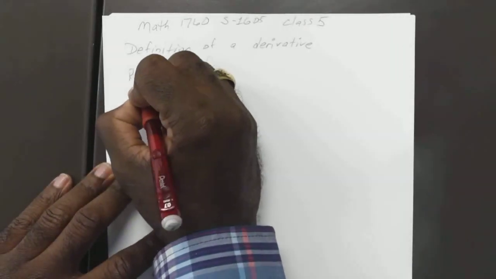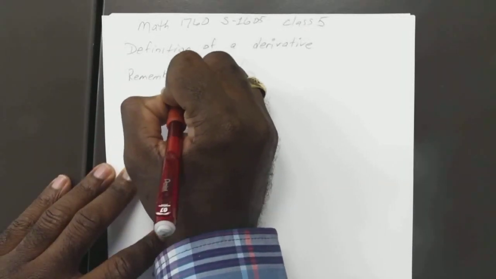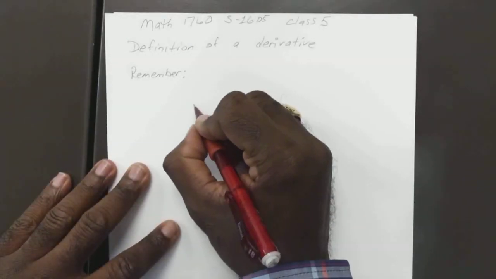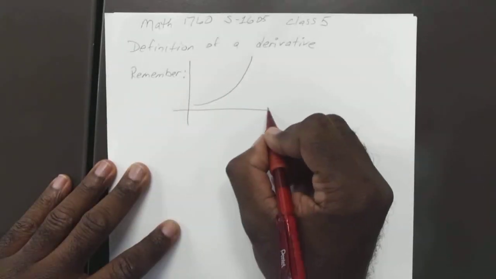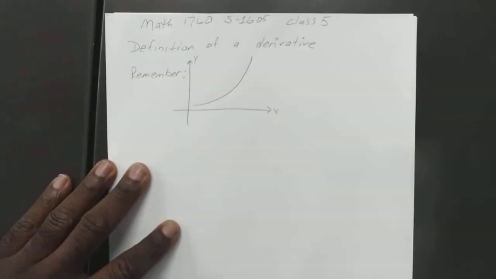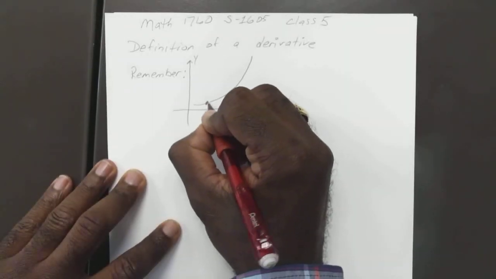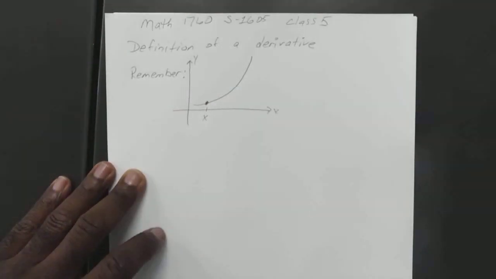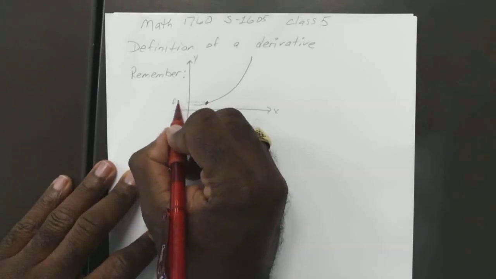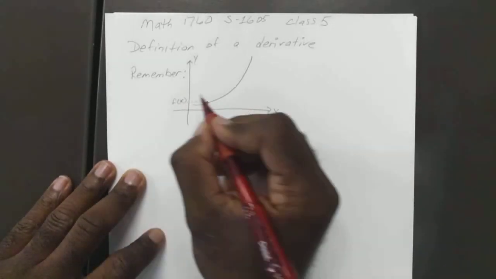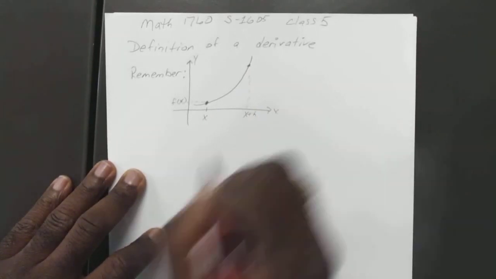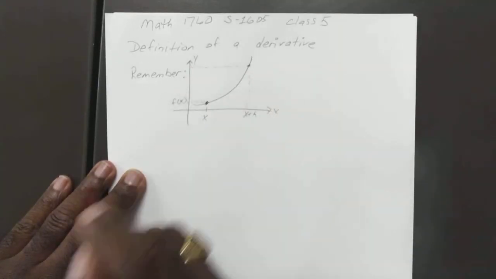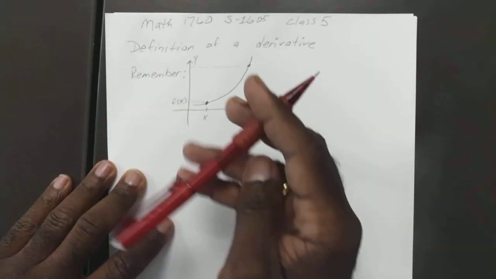Okay, so if you remember from last class, when you have some function, and let's say this is your x-axis and this is your y-axis, this is some point x, which makes this some f of x, and this is some point x plus h, which makes this f of x plus h.